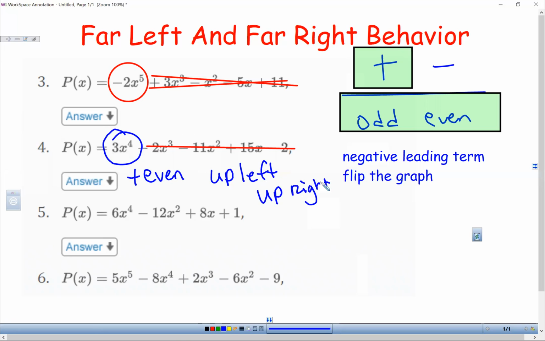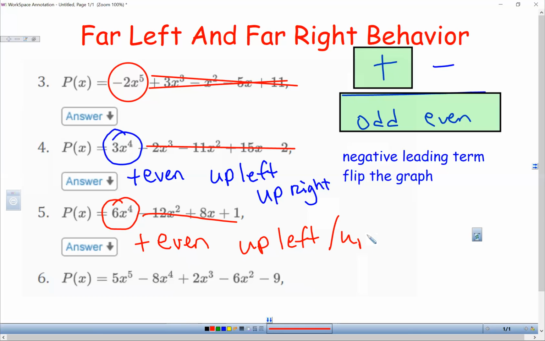Okay, simple as that. Number 5 down here, I just grabbed some random polynomials from your textbook. Number 5 is positive as well, but it's also even. So we're not looking at the 3 or the 6 as far as the odd or the even. Remember, we're looking at the exponent for odd or even. The 3 is positive, the 6 is positive. So both of these are positive and even. And this will do the same thing. This will go up on the left, and it will go up on the right.